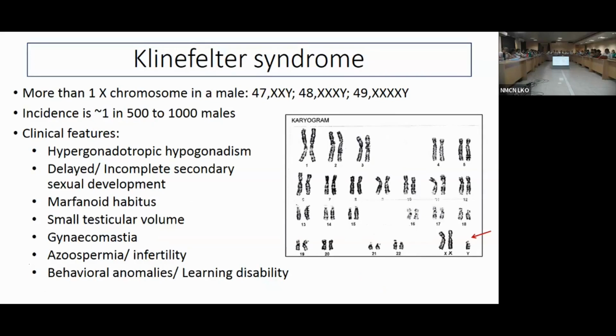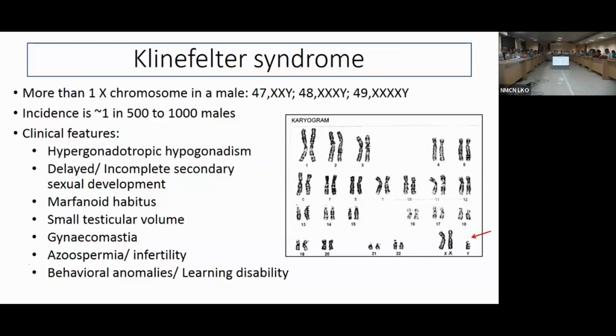So it could be 47XXY, which is the most common type. You could also have 48XXXY, 49, and so on. It goes on like that. So the general incidence is quite high. It's about 1 in 500 to 1,000 males. And usually the individuals with Klinefelter syndrome present with hypergonadotropic hypogonadism, infertility, azoospermia, delayed or incomplete secondary sexual development.